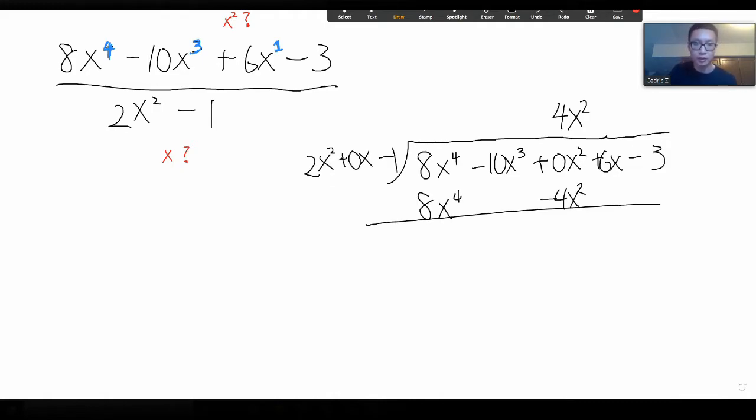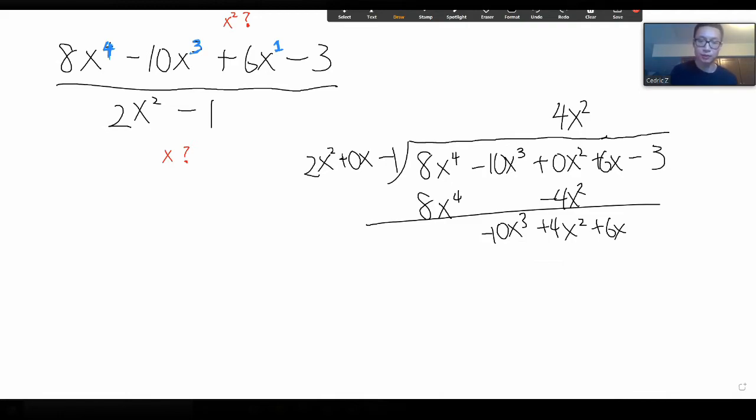For my remainder, negative 10x cubed still remains, because it's blank below that. Then 0 minus negative 4, remember it's minus a negative, so it's actually positive 4x squared in the end. Now let's bring down the next term, positive 6x. Then I just do the same thing. I'm going to try to satisfy my highest degree term only.